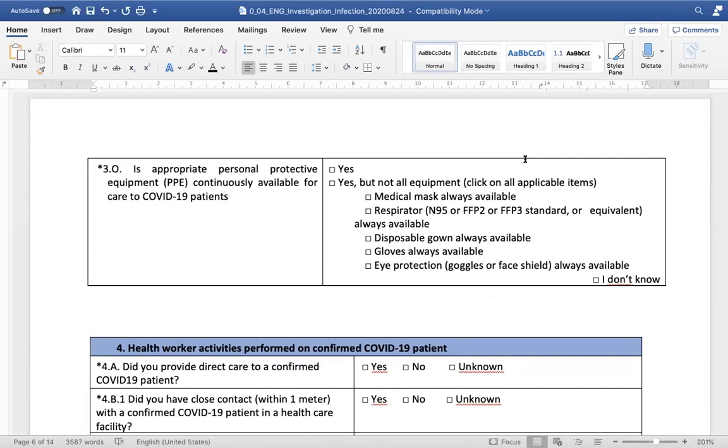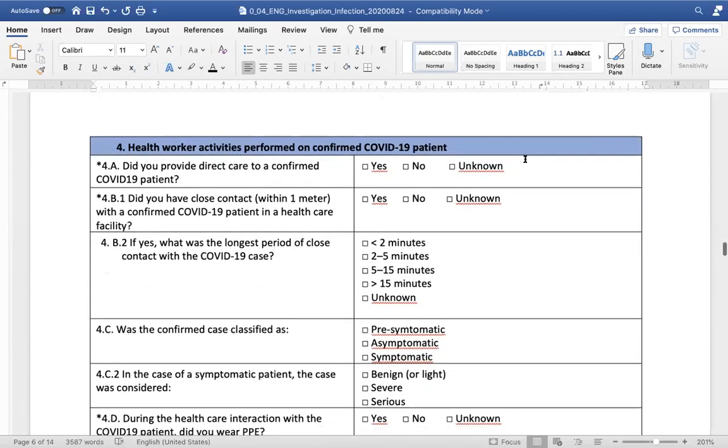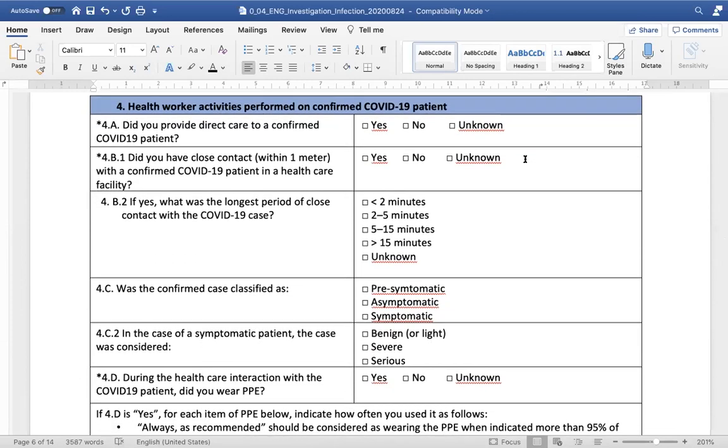Okay. The fourth section is looking at health worker activity performed on confirmed COVID patient. So we are interested in knowing what you were doing before you got exposed or became positive for COVID-19. So did you provide direct care to a confirmed case? It's a yes or no. Did you have close contact within 1 meter? We want you to respond to that. If yes, what was the longest period of close contact?